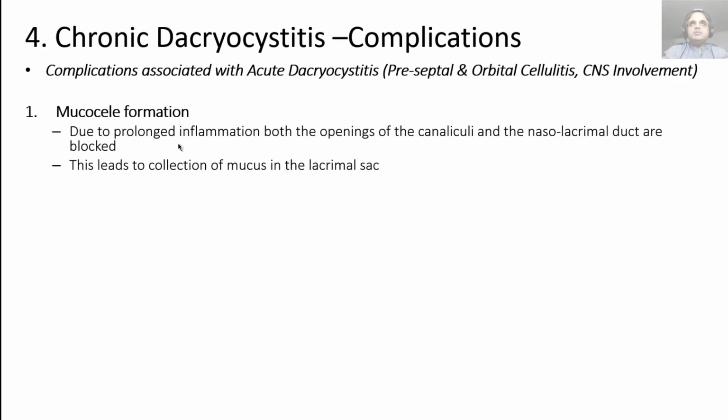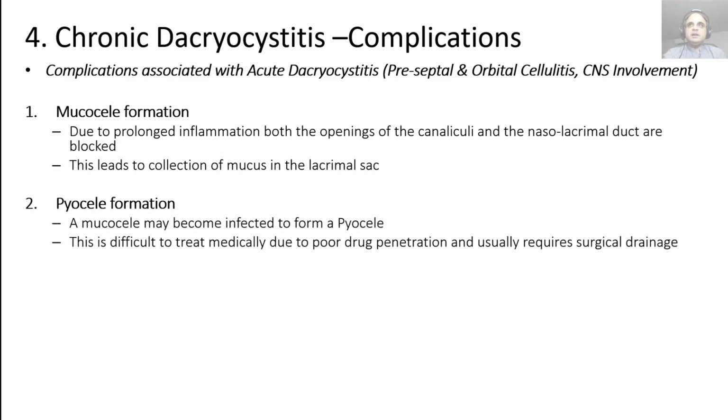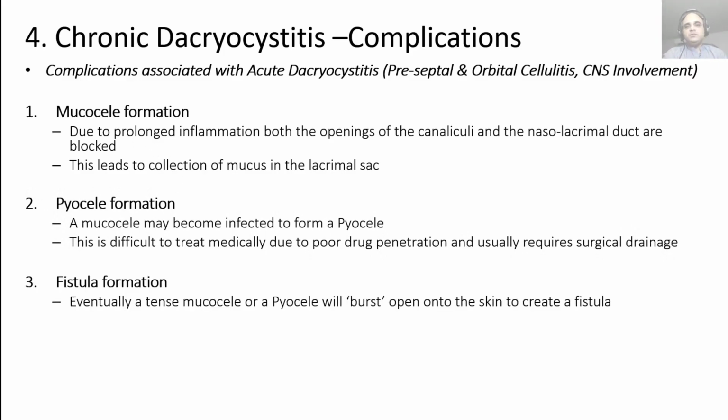Those complications that are specific to chronic dacryocystitis are mucocele formation, which is simply that you have a prolonged blockage leading to a sealed lacrimal system in which pus collects. So you have your canalicular block as well as your nasolacrimal duct block. All the pus is just collecting in the system, which produces a mucocele in the lacrimal sac. The other is pyocele formation, which is a mucocele which is infected, and then finally a fistula formation which bursts onto the skin, and it would just drain out. It could happen to a mucocele or a pyocele.